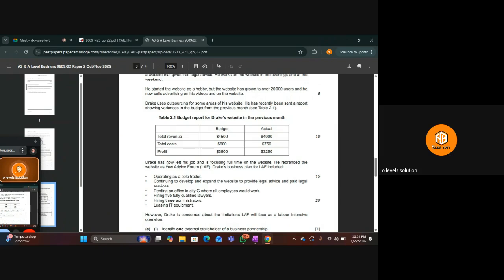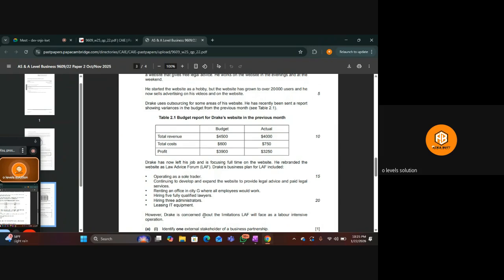Drake has now left his job and is focusing full time on the website, and he rebranded the website as Law Advice Forum. Drake's business plan for LAF included: he will be operating as a sole trader, and he will continue to develop and expand the website to provide legal advice and paid legal services. He will be renting an office in CTG where all employees would work with him, hiring 5 fully qualified lawyers, hiring 3 administrators, and leasing IT equipment.